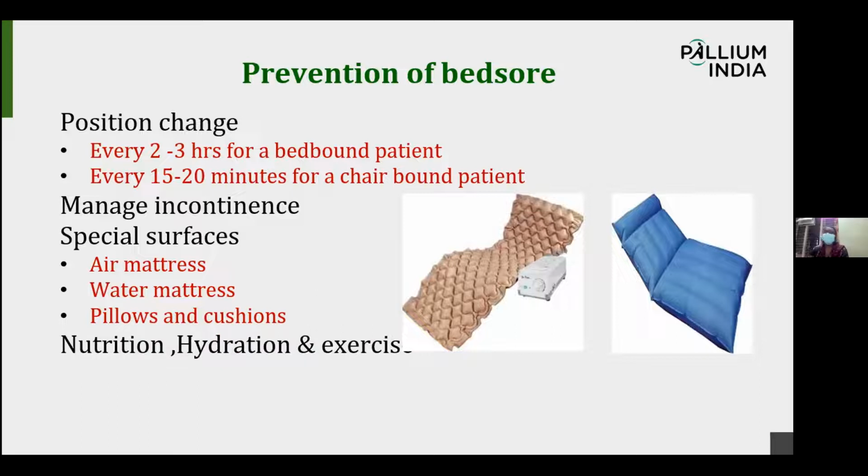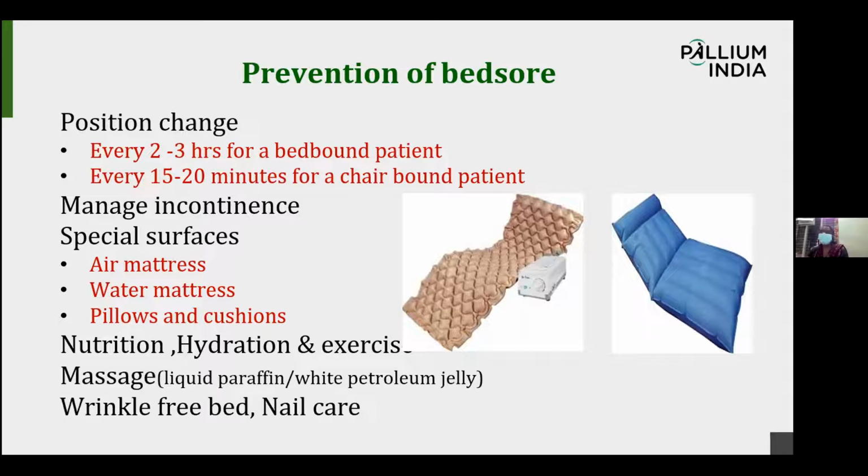And nutrition, hydration and exercise. Lack of protein intake in their diet can cause pressure ulcer. So you have to instruct the caregivers and the patient about the importance of nutrition, hydration and exercise also. If they are not able to do their own exercise, you can encourage the caregivers to do passive exercise. Exercise will help to improve the circulation. That way we can prevent pressure ulcer.